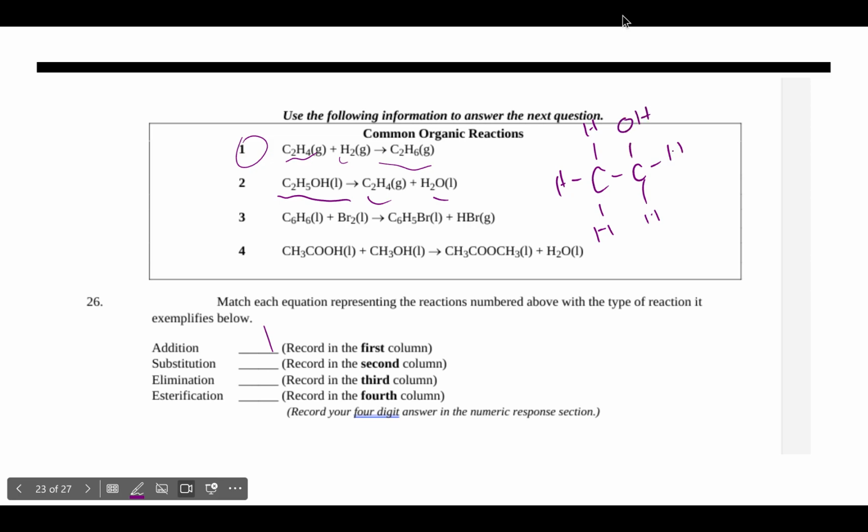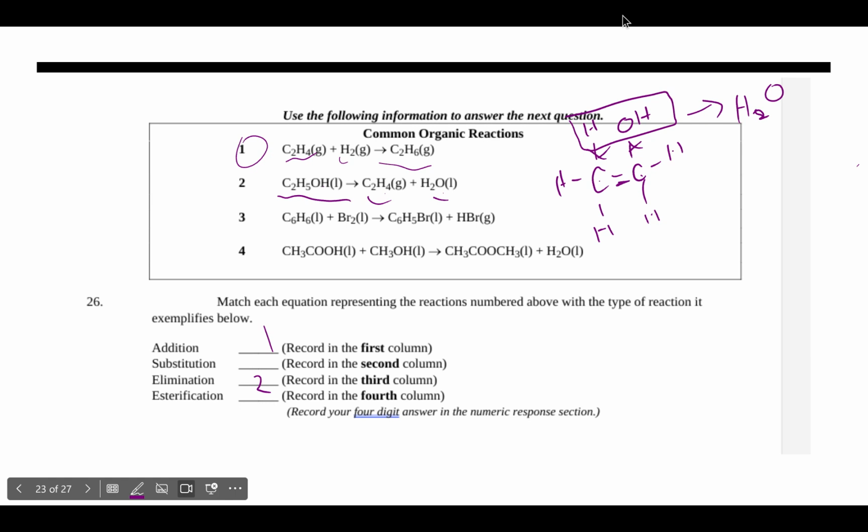Okay, we've talked about how when hydrogen and OH get close together, they want to leave as water. And then the rest, this carbon and this carbon, because this is gone, now need something to bond to, so they bond to each other. So that's another way you can figure out elimination reactions, because you start with one reactant and you get 2 products. So elimination would be number 2.